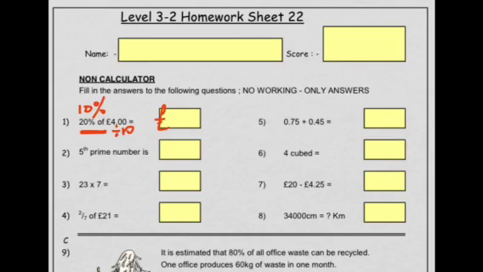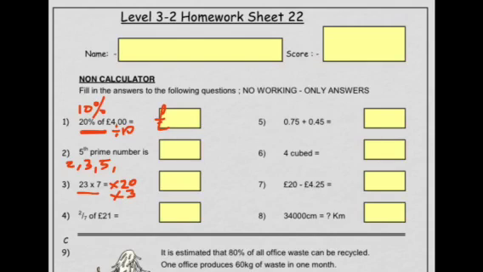Remember the pound sign. The fifth prime number, well, the first one's 2, then we go 3, then we go 5, then we go, and then you want the fifth one. 23 times 7. First thing I would do there is times by 20. Then I would times by 3 and add them together.